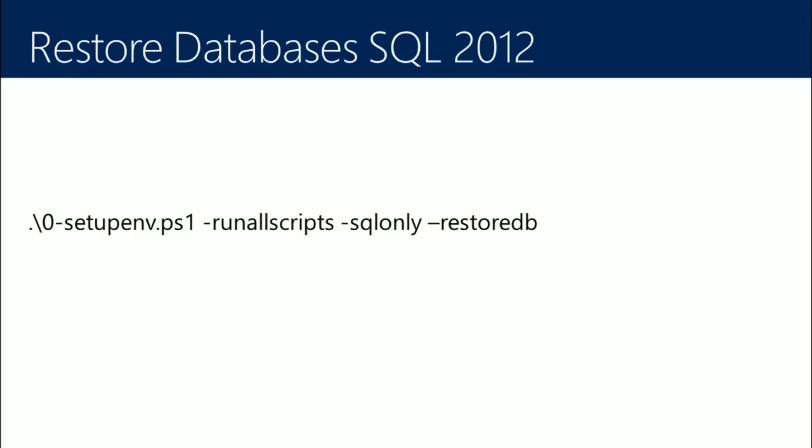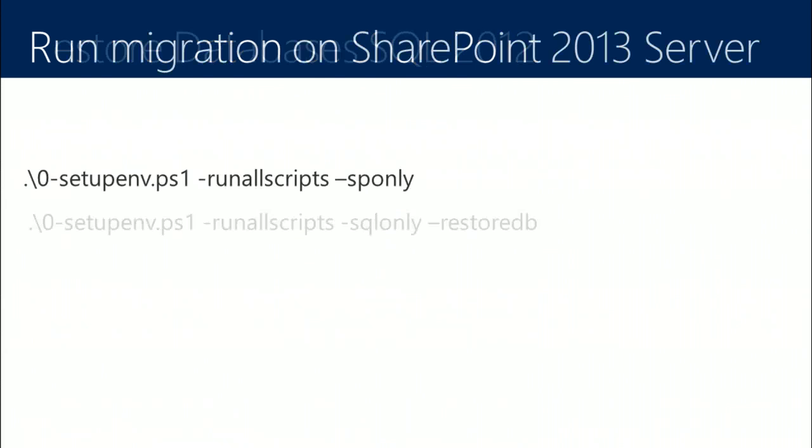Okay. So this is the first command that you run. This gets executed on the SQL server. You run this setup env PowerShell and give it these 3 parameters: SQL only, restore DB, and run all scripts. Okay. And then you jump over to your SharePoint server and you run this command, run all scripts, SP only. Painfully simple. Everybody's going, okay, we're done.